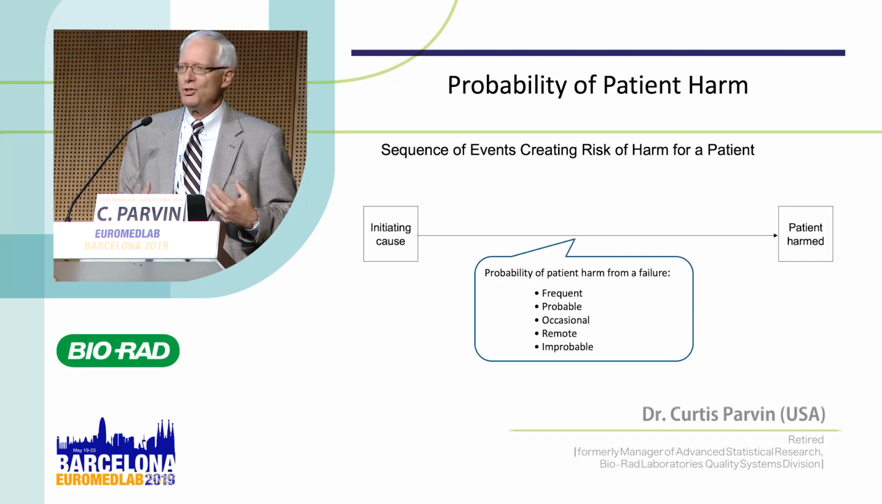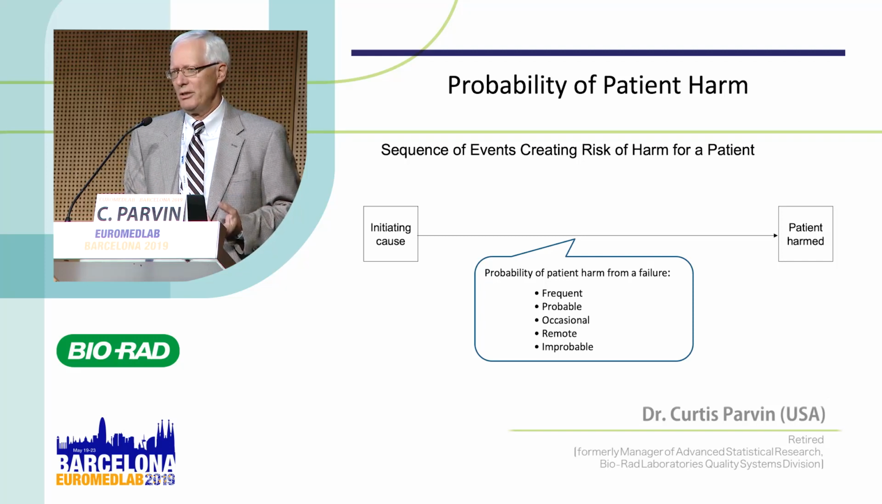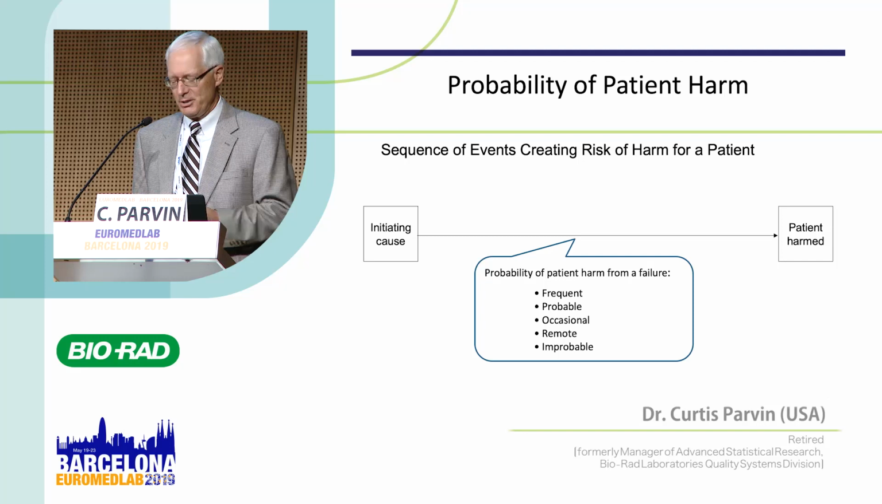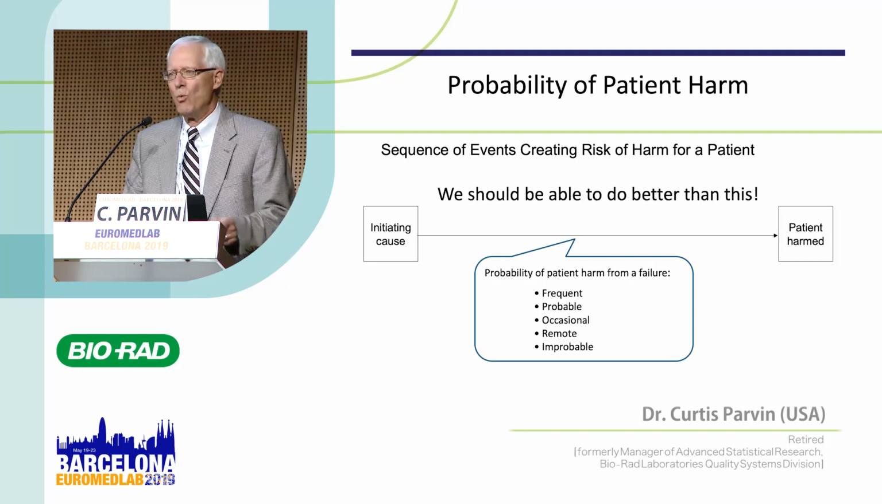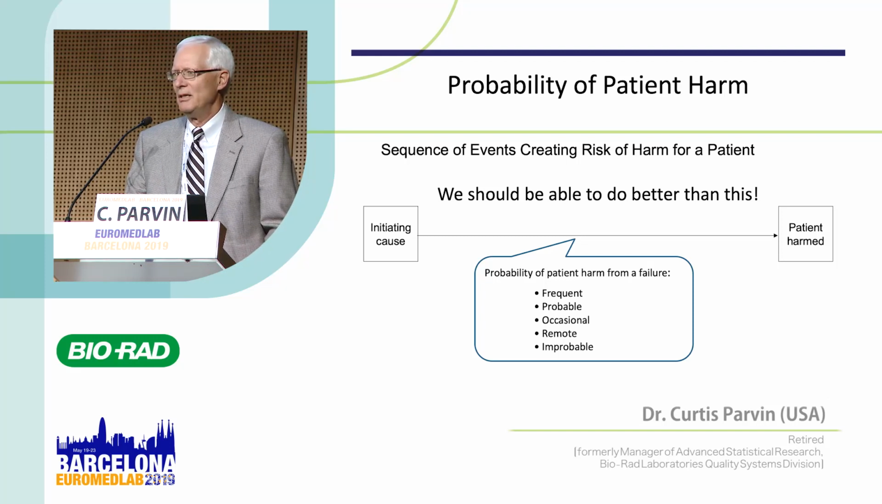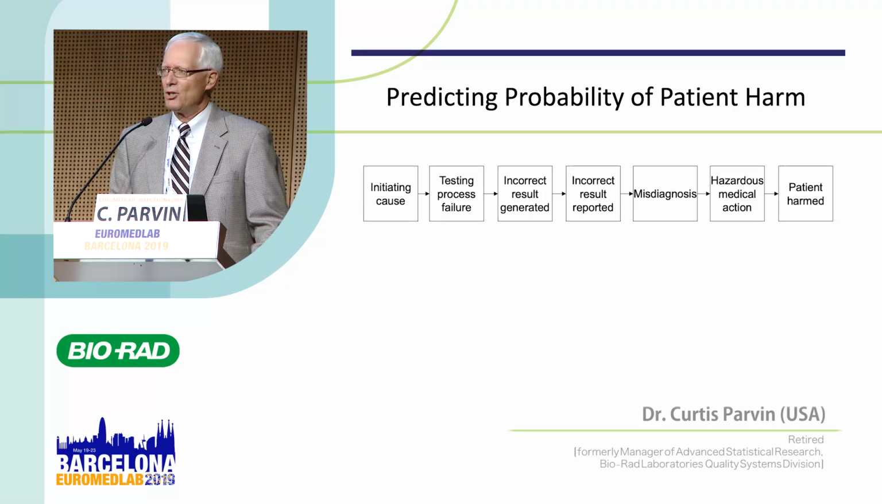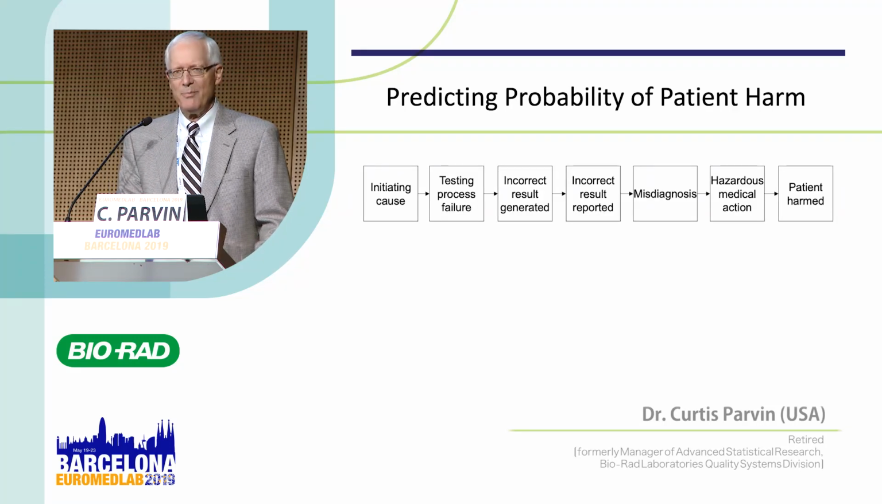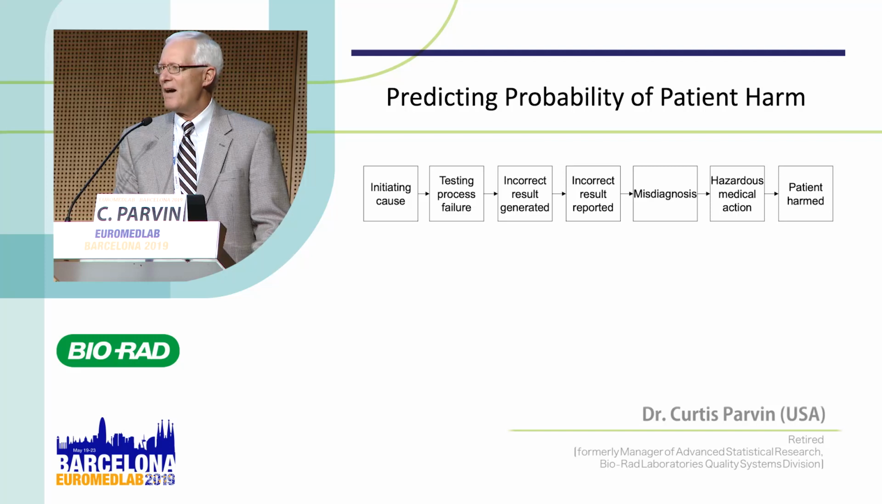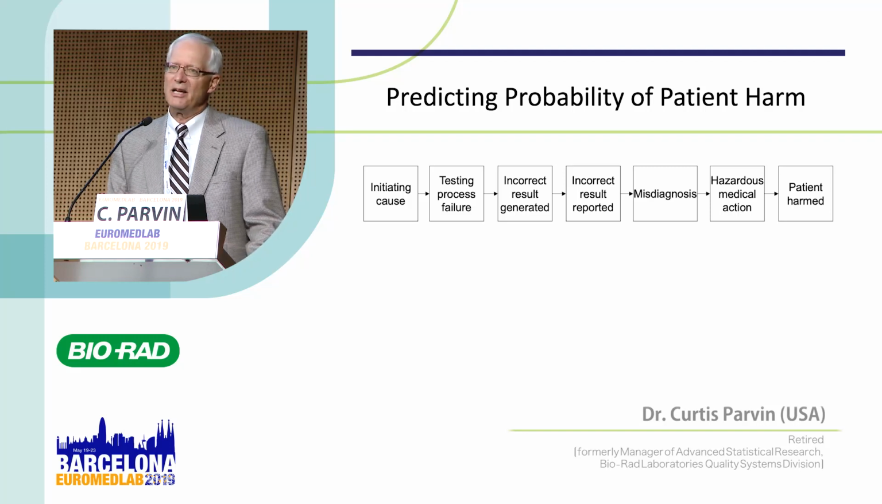So if we want to try to link what we do in quality control in the laboratory to the patient, we have to do better than this one-step simple model. It's not going to help us much. So I'm going to spend the rest of my time revisiting this model and talking to you about the ways that we might be able to quantify these different steps in the model and come up with a quantitative prediction for the probability of harm.